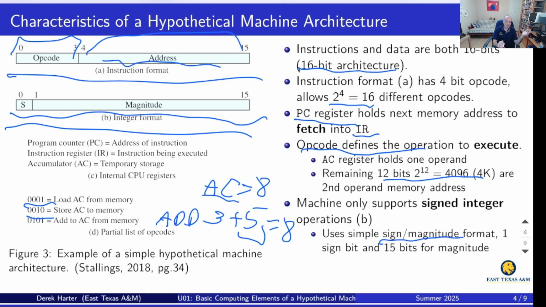We'll use 1 bit for a sign bit. If the sign bit is a 1, that means it's a negative number, and if the sign bit is a 0, it means it's a positive number. Okay? And then the other 15 bits represent the magnitude.